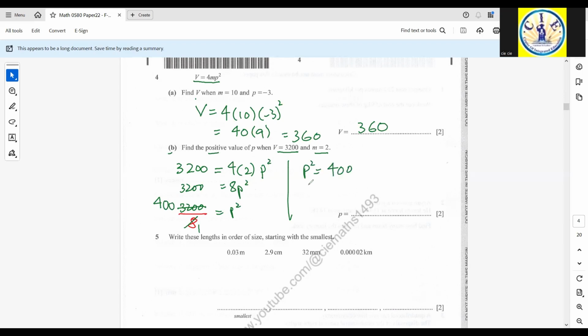Now taking the square root, p is equal to the square root of 400 with a sign of plus and minus. So the square root of 4 is 2, and for these two zeros, I'm going to have 1 zero. But since the question says we need the positive value of p, I'm going to write only positive 20 as the final answer.